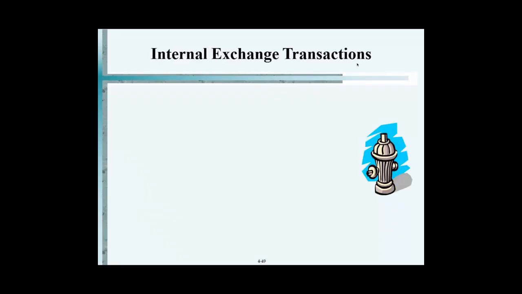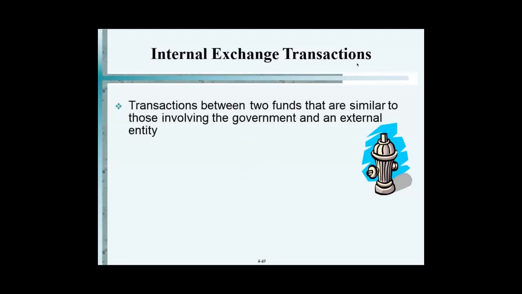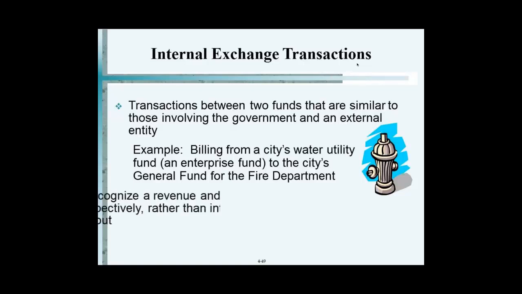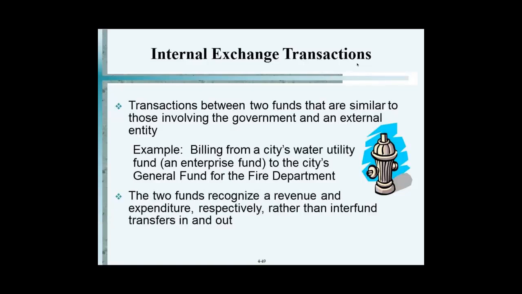Now, our last topic is really about exchange and non-exchange transactions. The easiest way to understand this: whenever you have an exchange transaction occurring in governments, what does the word exchange mean? Exchanging value for value. So if you provided a monetary value, you will get a resource back equal to the monetary value. That's an exchange transaction. A non-exchange is what? Where that does not happen.